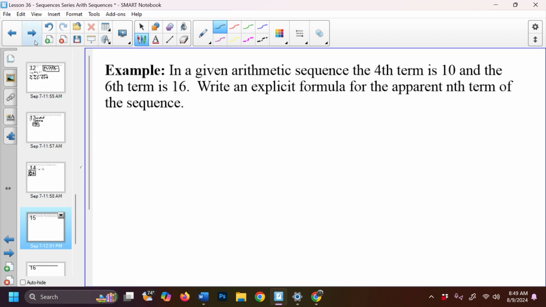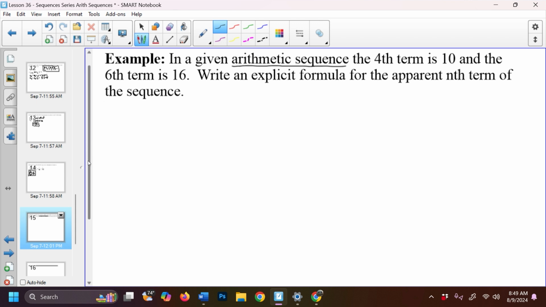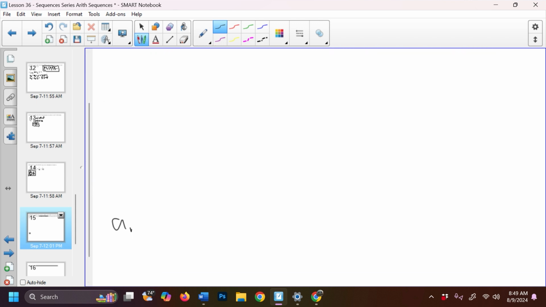All right, next one here. It says, in a given arithmetic sequence, the 4th term is 10 and the 6th term is 16. Write an explicit formula for the nth term of the sequence. All right, so first they tell us that it's an arithmetic sequence. And we know that when we're finished, we need to have an equation that is a sub n equals d times (n minus 1) plus a sub 1.